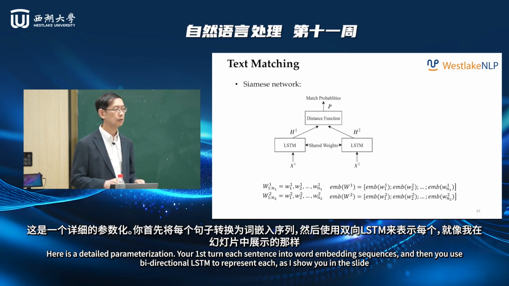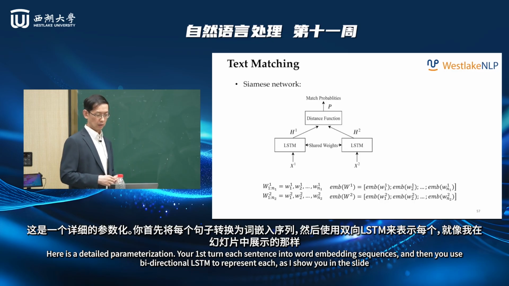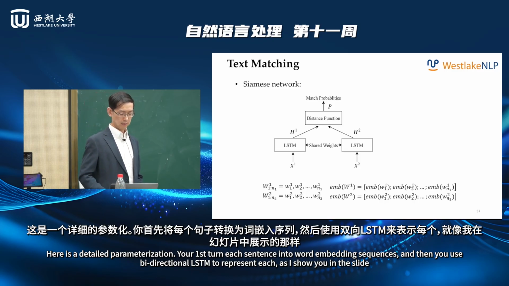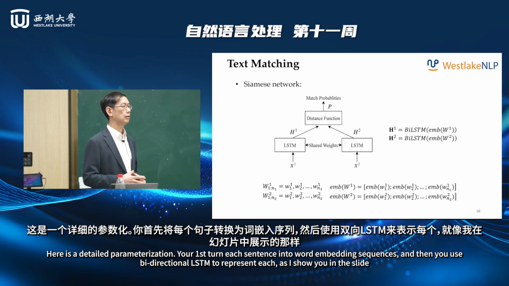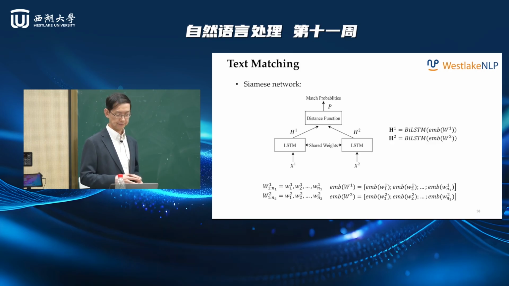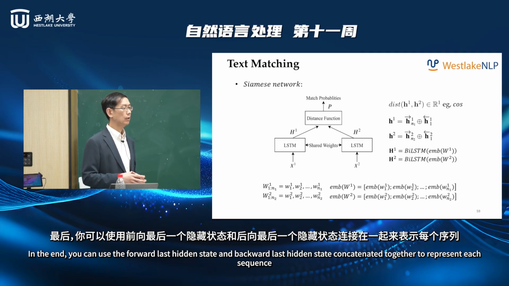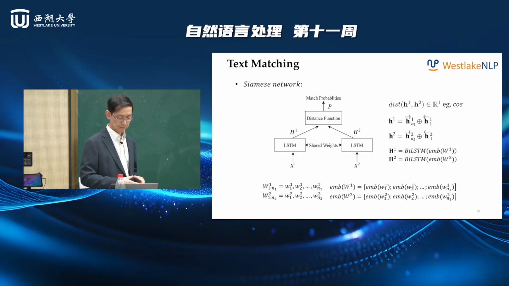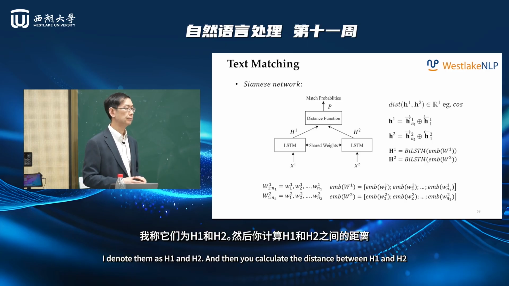Here is a detailed parameterization. You first turn each sentence into word embedding sequences. And then you use bidirectional LSTM to represent each, as I show you in the slide. In the end, you can use the forward last hidden state and backward last hidden state concatenated together to represent each sequence. I denote them as H1 and H2.